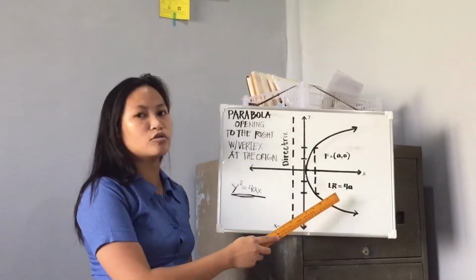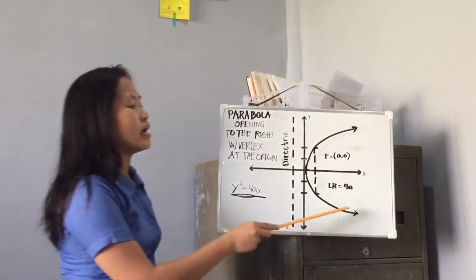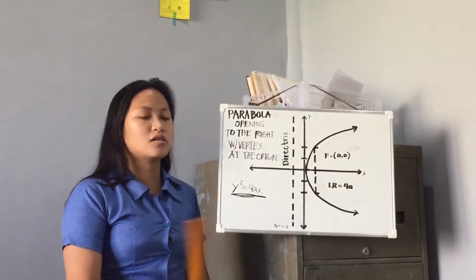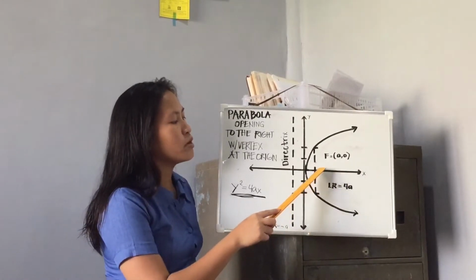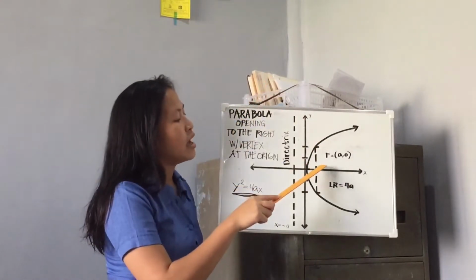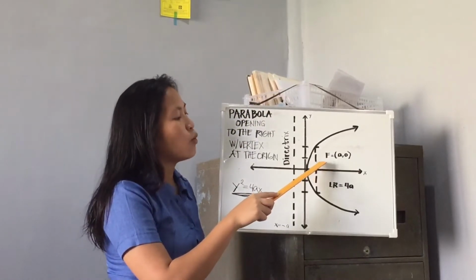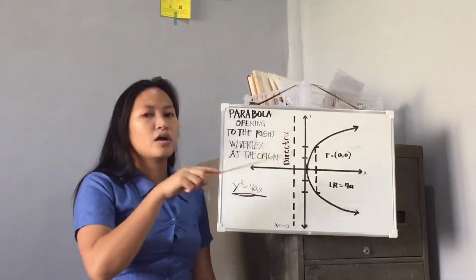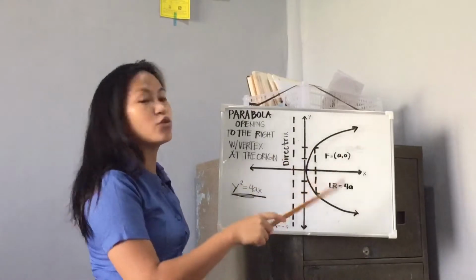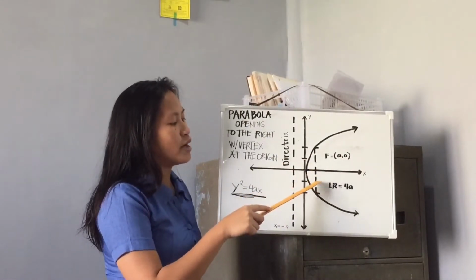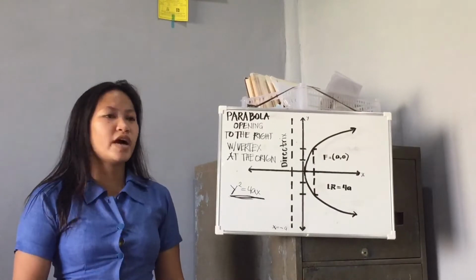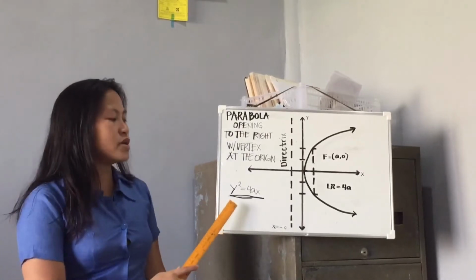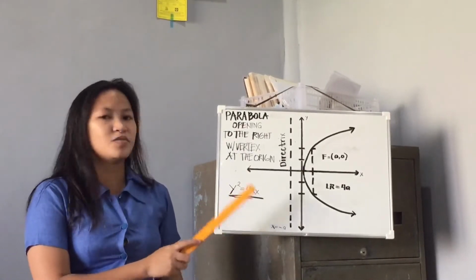So, the latus rectum of the parabola opening to the right, from the definition, is equal to 4A. So, we have to divide it by 2. So, we will move upward 2 units, 1, 2, from the focus. And the other, we will also move a unit of 2 from the focus, 1, 2. So to find the parabola opening to the right with vertex at the origin, the formula that we will be using is y squared equals 4ax.